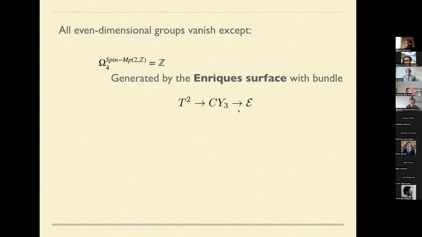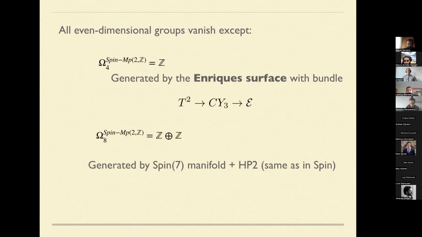And actually, people have discussed the fact that there's a Calabi-Yau manifold, which is a T2 version of the Enriques surface, called the Enriques Calabi-Yau. We are rediscovering the Enriques Calabi-Yau. So far we have rediscovered a lot of stuff, and maybe these exotic strings which we didn't really study that much. Omega spin-Mp in 8 dimensions is generated by a spin manifold plus the quaternionic projective plane, and these two are the same as in spin. So actually the Mp didn't bias anything here.